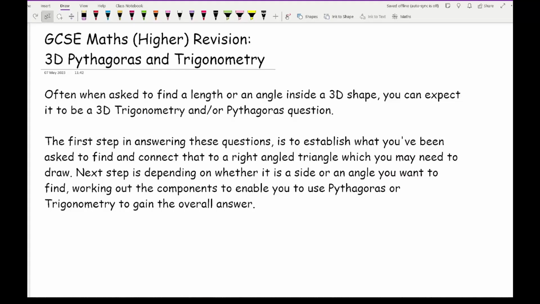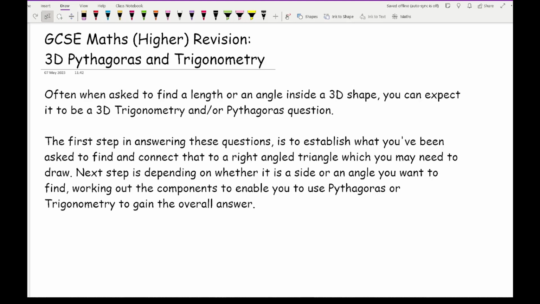Now before we get started working through some practice questions, let's just recap the topic of 3D Pythagoras and trigonometry. Often when you're asked to find the length or an angle inside a 3D shape, you can expect it to be a 3D trigonometry and/or Pythagoras question. The first step in answering these questions is to establish what you've been asked to find and then connect that to a right angle triangle, which you may need to draw yourself. That triangle might not be drawn for you, so you just need to take the extra steps to find that right angle triangle.